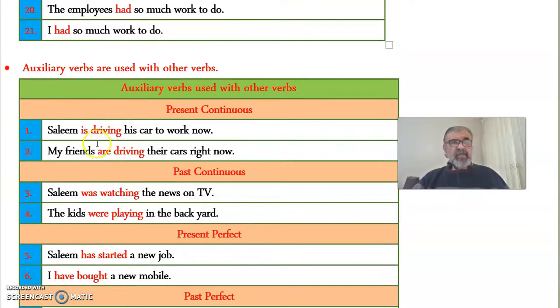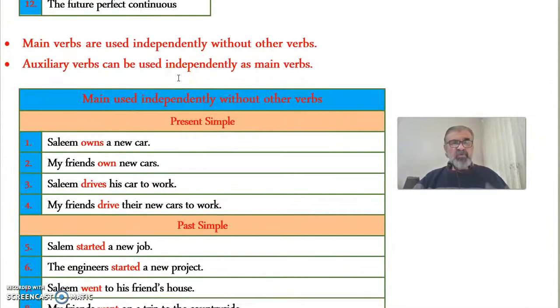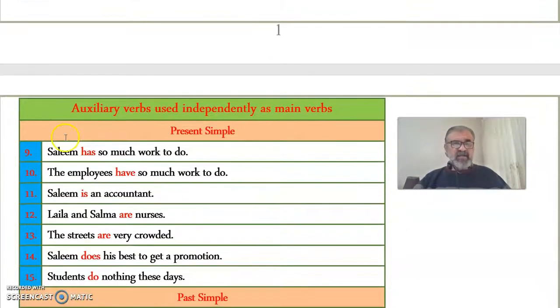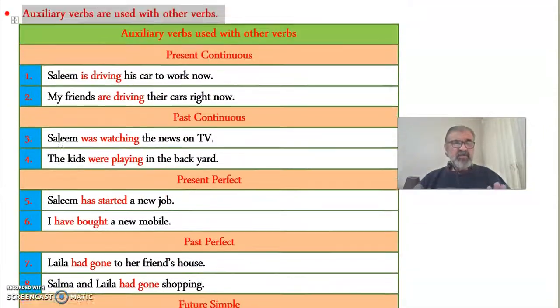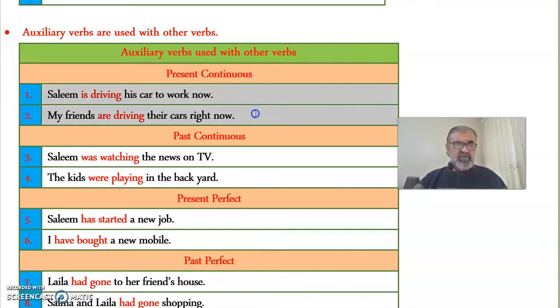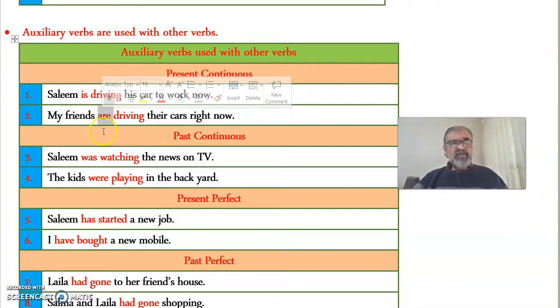Okay? Now, let's look at how auxiliary verbs are used with other verbs. If you remember, we dealt here with two main tenses, the present simple and the past simple. So how many other tenses are left? Ten. So we should be covering ten more tenses. Starting with the present continuous, as you can see, Salim is driving his car to work, and my friends are driving their cars right now. So "is" and "are" here, the verb to be, are used as auxiliary verbs.